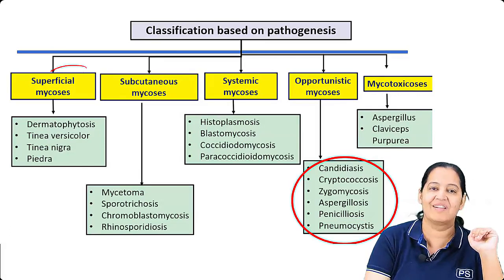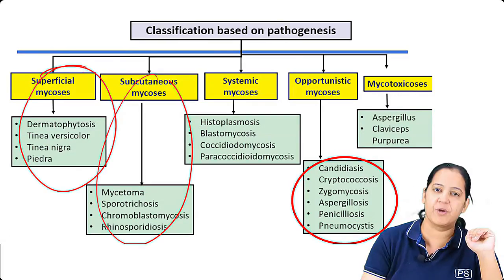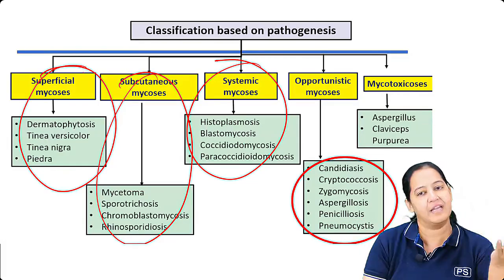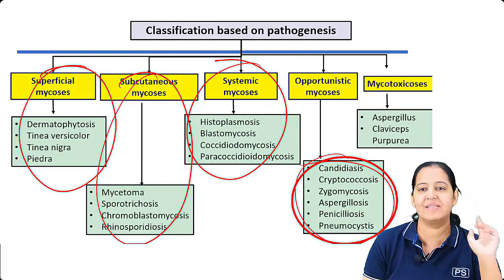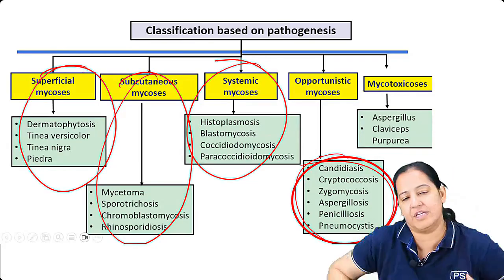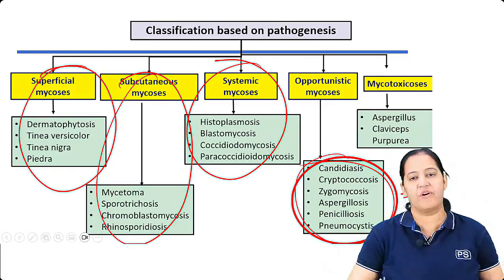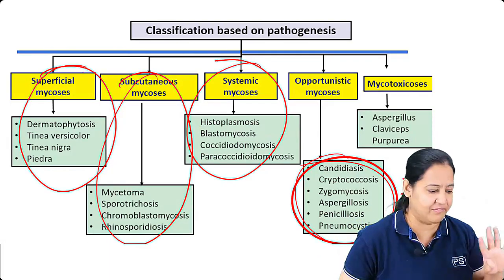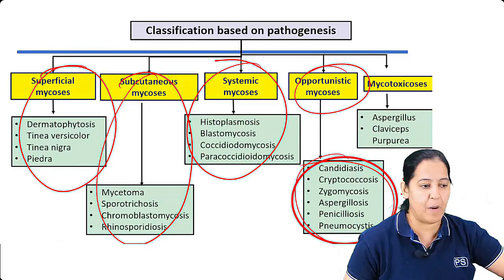Otherwise you can't learn. The four superficial done, the four subcutaneous done, the four systemic done, and now the last four opportunistic. So let's start the last page, page number 18 of your chart. The last four fungus I am teaching you, and in the last 15 minutes we will pack mycology. So let's come to the opportunistic fungus.